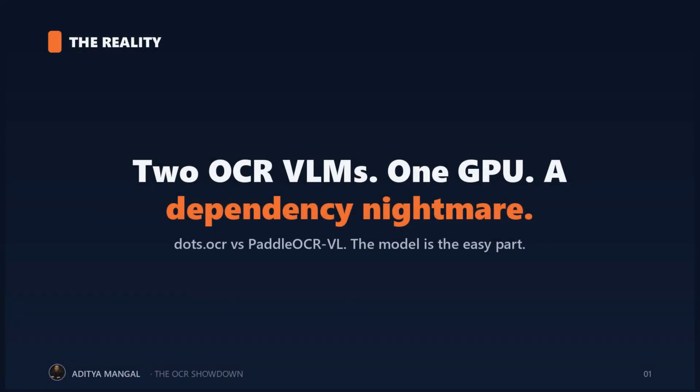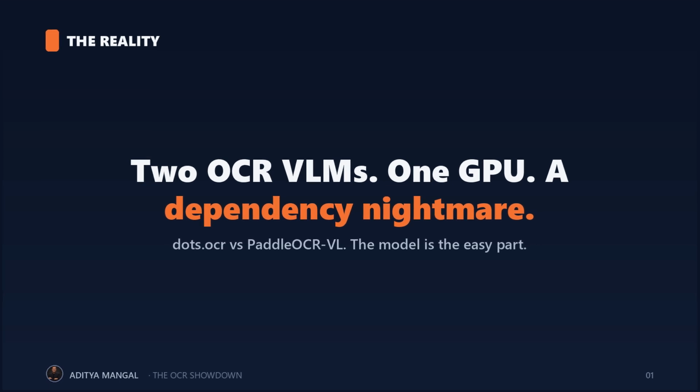Two of the most talked about structured parsing vision models of 2026 are dots.ocr and PaddleOCR-VL. Both promise to turn a document not just into text, but into structure. Tables, key value pairs, layout. So I put them head to head on my 8 gig laptop on the same documents and measured accuracy, memory, and speed. But the most interesting finding wasn't any single number. It was how hard these two would even run in the same place.